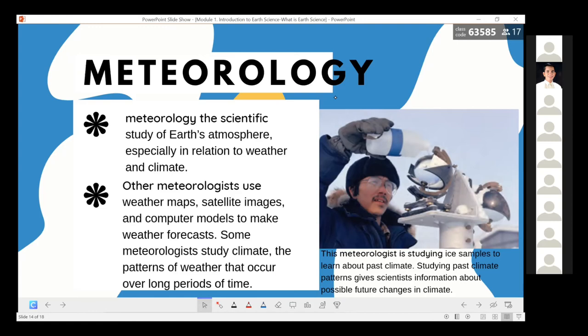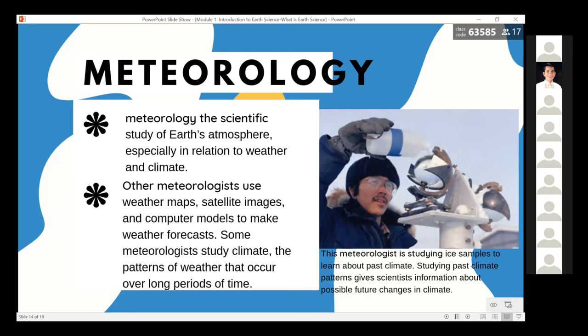So as you can see in this image, a meteorologist is studying ice samples to learn about past climate. So, a dating process. Studying past climate patterns gives scientists information about possible future changes in climate, by looking into the chemical components of the ice, the gases in the ice samples.